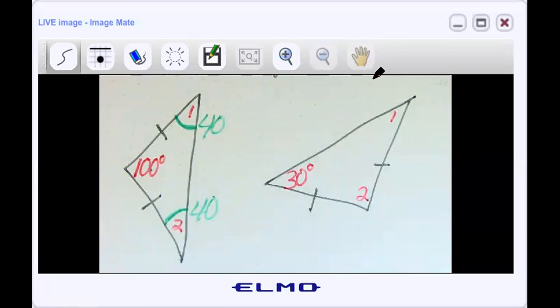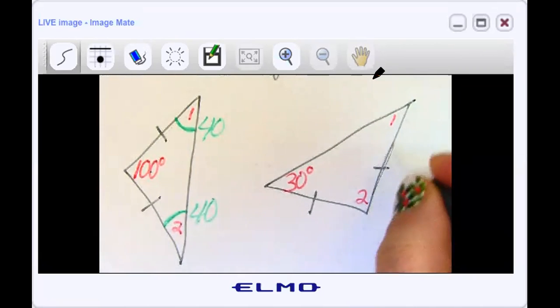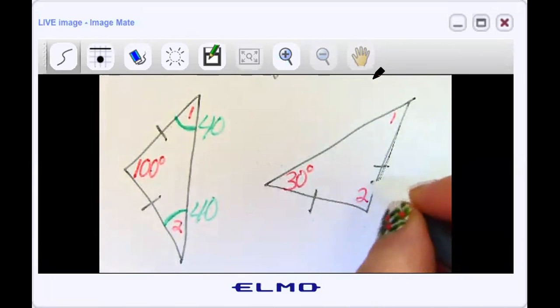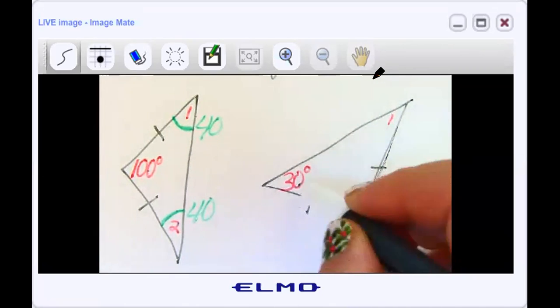So remember, it's always the ones across from the ones that are marked. Or you could think about it another way. The angle where the two sides that are marked meet, that one is not the one that's congruent. It's the other two. So where these two marked lines meet, this one is not congruent. So it's these two that are equal to each other.